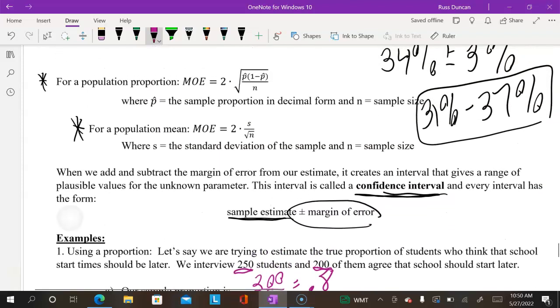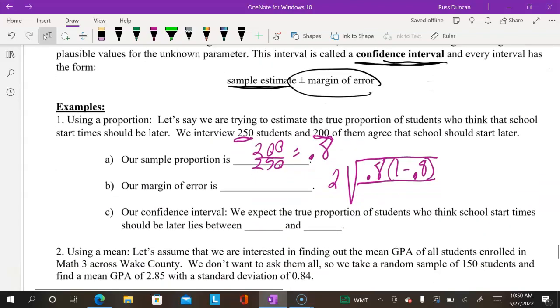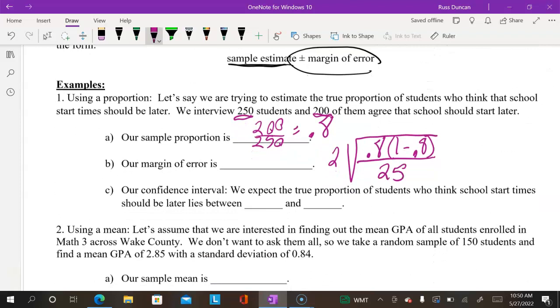Now look at your formula for that. For population proportion, we do 2 times the square root of the probability, which is 0.8. We're going to leave that as 0.8 times 1 minus 0.8, which actually will be 0.2, over, now be careful, the sample size, which is the 250. This will give us our margin of error, and we would put it in the calculator. So 2 times the square root of 0.8 times 0.2 divided by 250. So I get 0.05 approximately. We're going to call that 0.05.